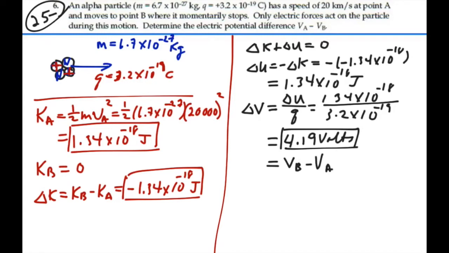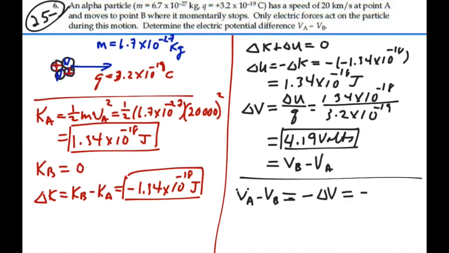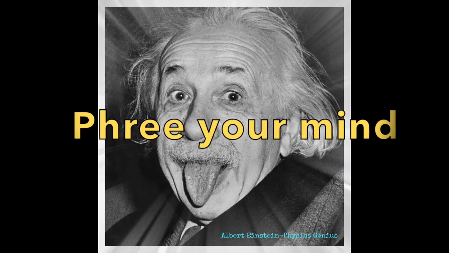But we want the potential difference VA minus VB. So if we have VA minus VB, that's going to equal the negative change in potential from our final to our initial. That's going to equal a negative 4.19 volts. So that's our answer. VA minus VB is a negative 4.19 volts. Answer.